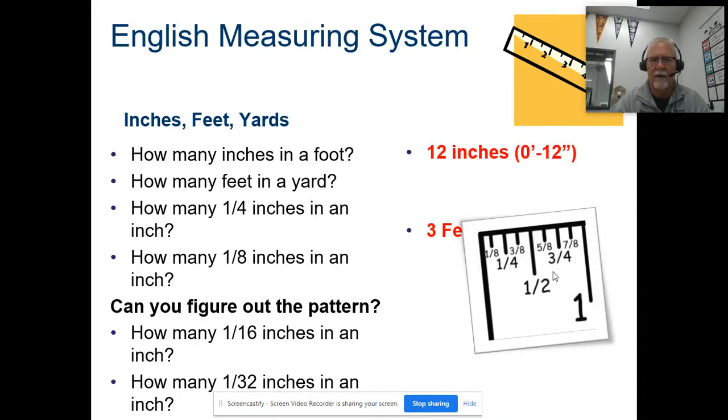12 inches to a foot, 3 feet to a yard, 4 quarter inches to an inch, 8 eighth inches in an inch. Can you figure out how it's going? If we say that we have 1/16 inches, that means there are 16 sixteenths in an inch. And 1/32, that means we've got 32 in an inch.